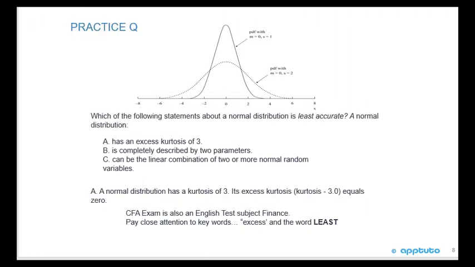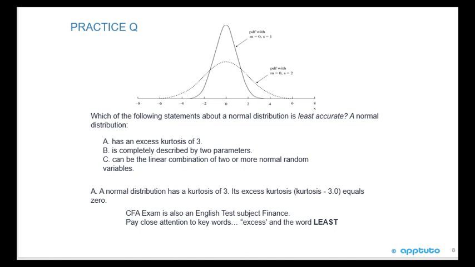Okay, the correct answer to this one is A, because that's the false. Remember, we're looking for the least accurate. Always underline that on the exam situation. A normal distribution has kurtosis of 3. It has excess kurtosis of 0. Okay?